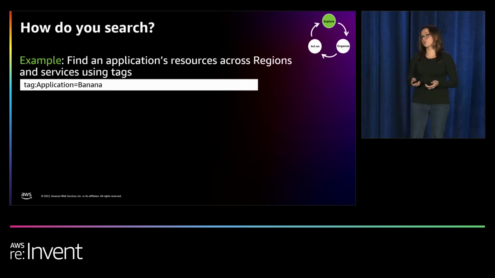You can also search using tags. So if you want to find your application resources across regions and services, here's one of the examples where you tag application is equal to banana.